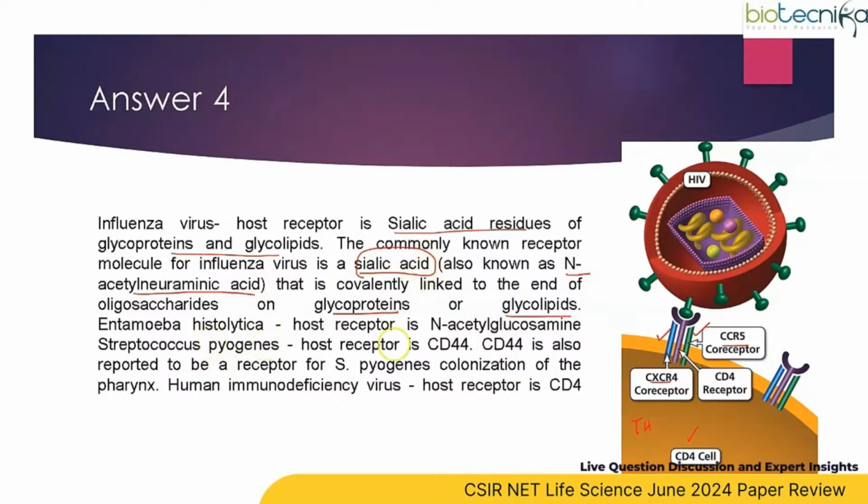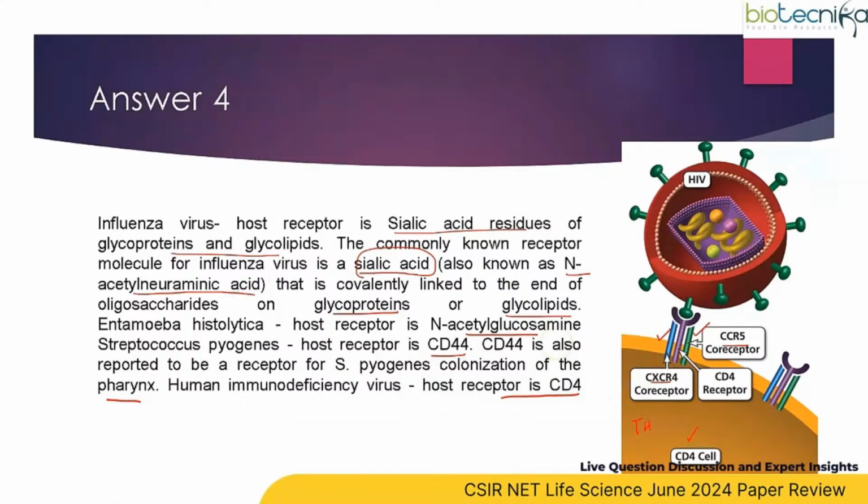So Entamoeba histolytica we already saw, N-acetylglucosamine. Streptococcus pyogenes is CD44. So CD44 is also a receptor for Streptococcus pyogenes, and where it basically colonizes is the pharynx region of the respiratory tract. Okay, and for HIV we already discussed. So the host receptor is CD4, that is on the T helper cells.